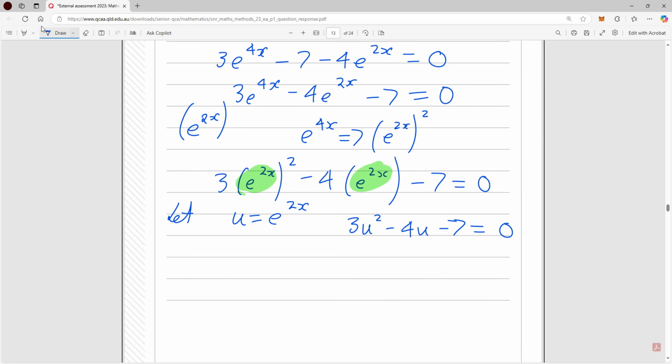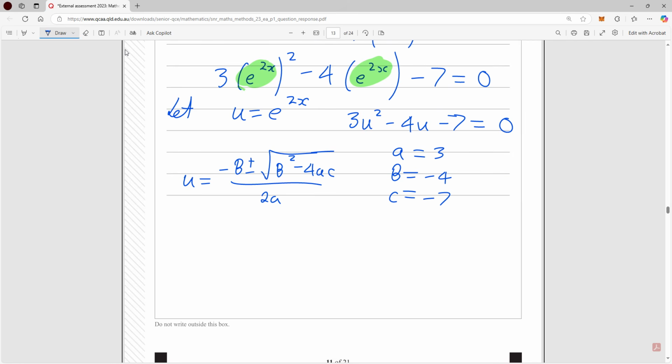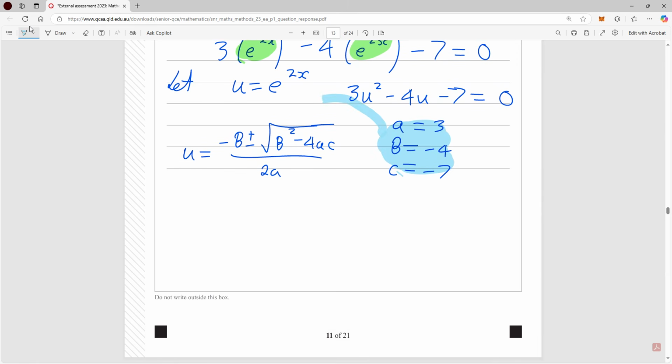Alright, I'm not going to take any risks, so just pull out the quadratic formula. Here, u would be negative b plus or minus the square root of b squared minus 4 times a times c, all over 2a. In this case, a, b, and c represent the coefficients of x squared, x, and the constant. So a, b, c here is 3, negative 4 (you have to include the sign), and negative 7. Now you just chuck this information in the blue into your quadratic formula right here.